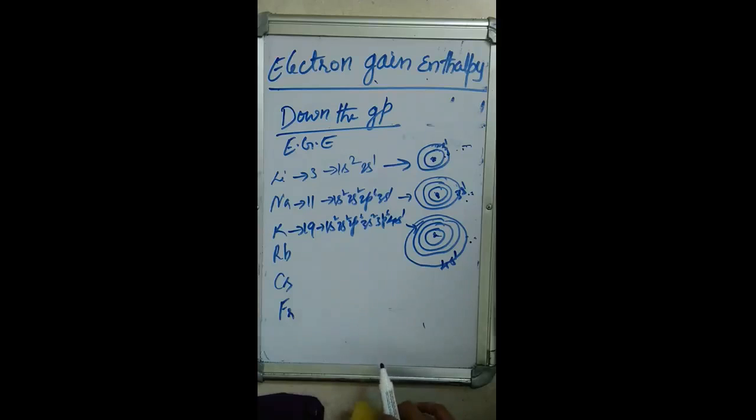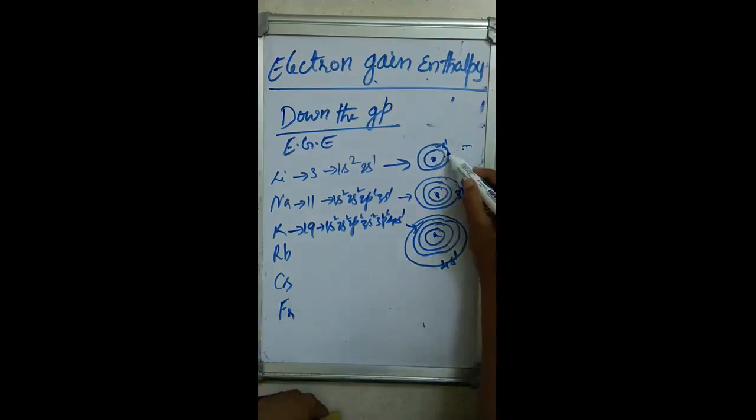It is decreasing. Here it is very close to the nucleus, so attraction power is more. It will immediately attract an electron to the outermost shell. But here the nucleus is a little far from the third shell. So it will attract, but not immediately. Slowly it will attract.